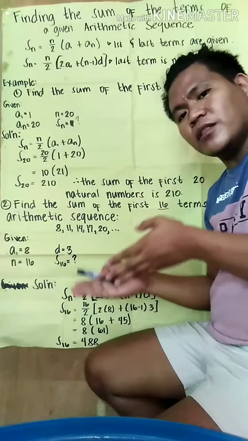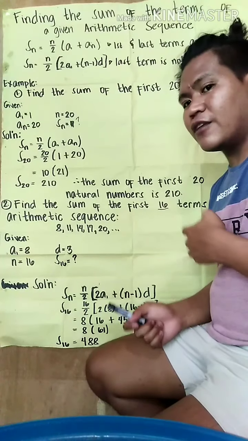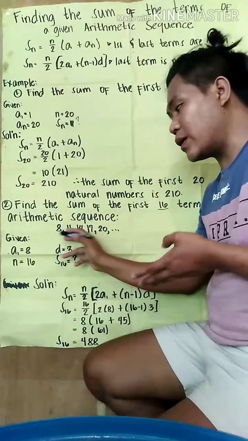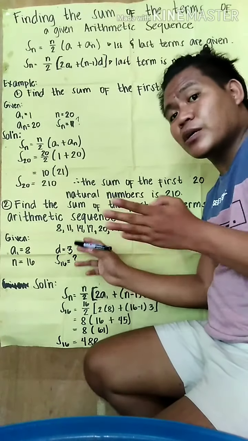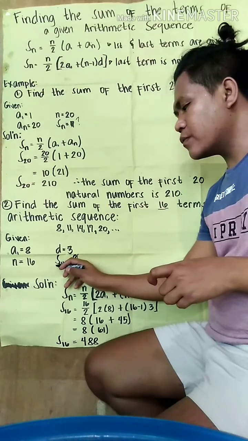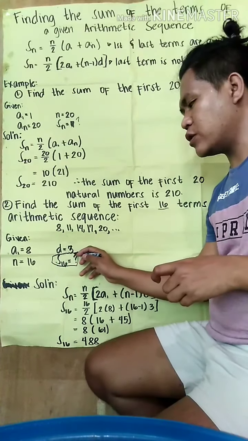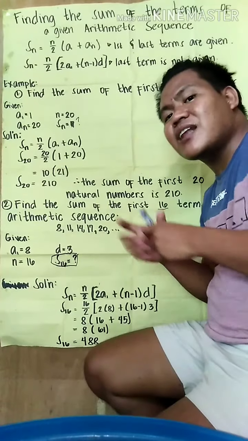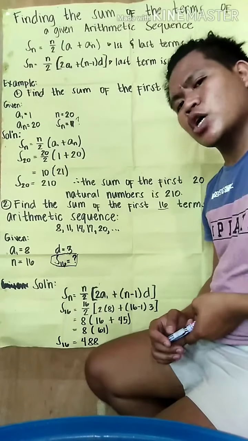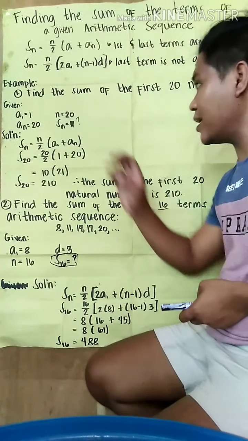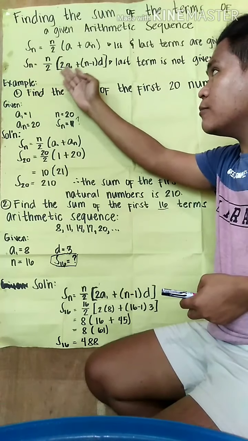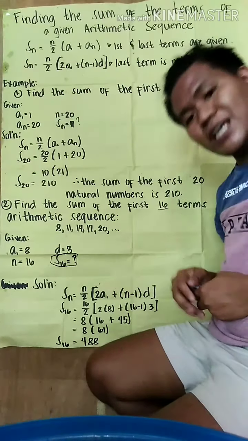For d, or the common difference, we will just subtract the first term from the second term. So 11 minus 8 is equal to 3. So that is our common difference. And we will look for the sum of the first 16 terms. Since we do not have the last term, we will use the second formula, which is S sub n equal to n over 2 multiplied by 2a sub 1 plus n minus 1 multiplied by d.